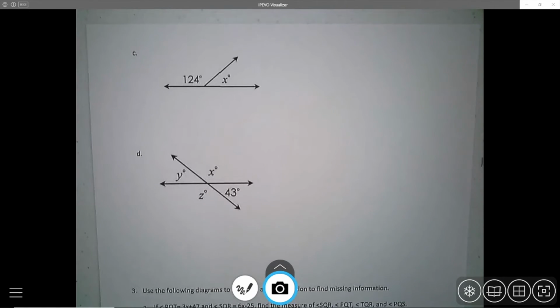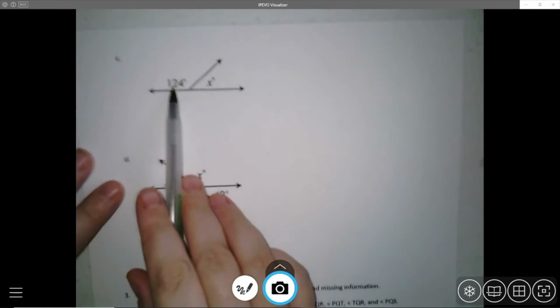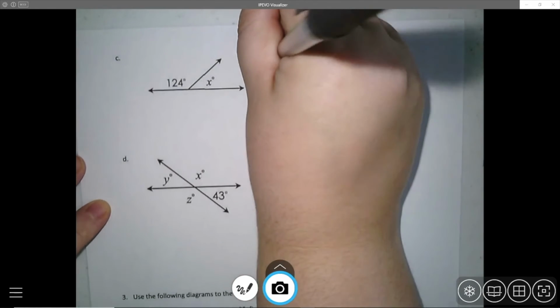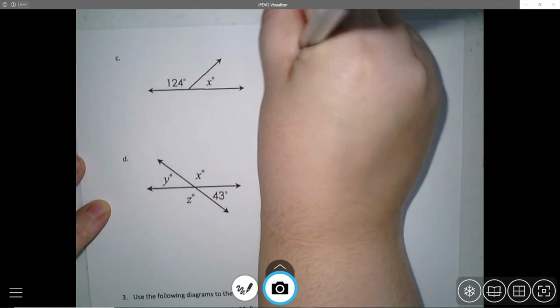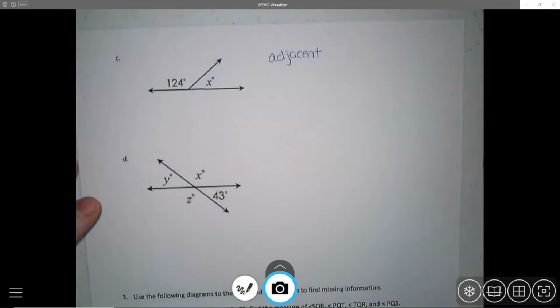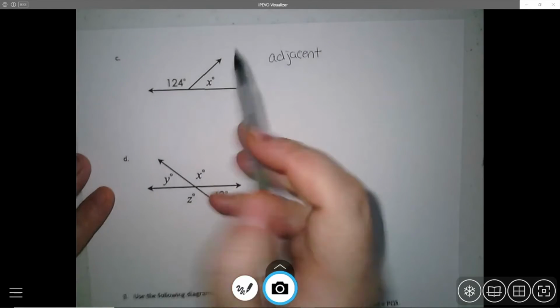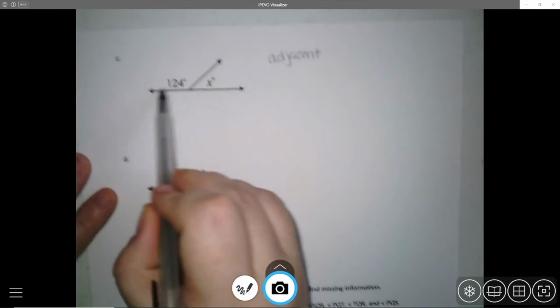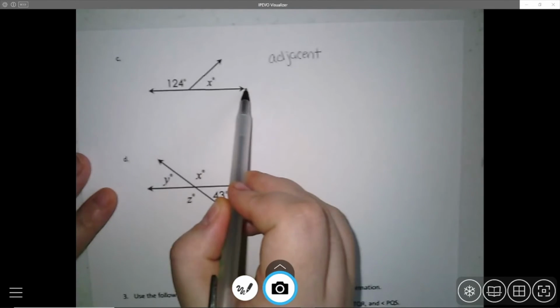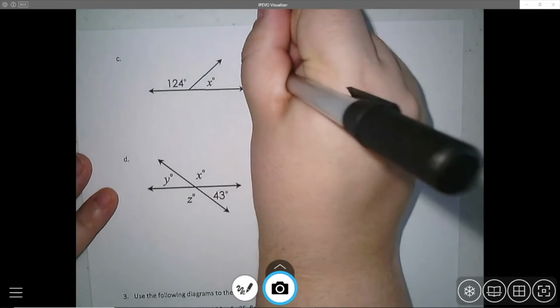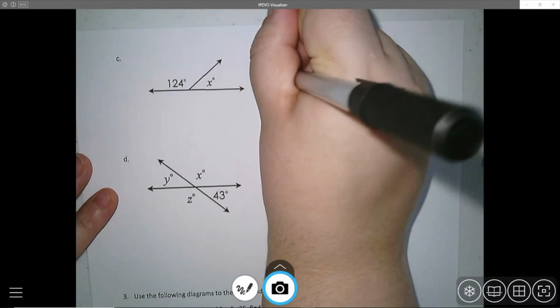Okay, looking here at our next one at C. First off, X and 124. These are adjacent because they are side by side. Another thing is, the bottom of them together form a straight line, so that makes them supplementary.